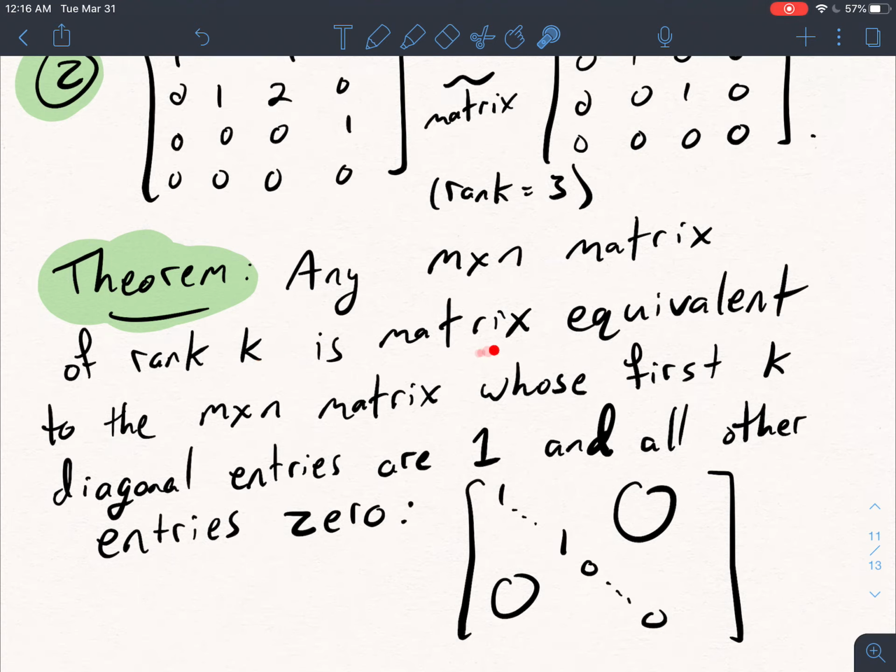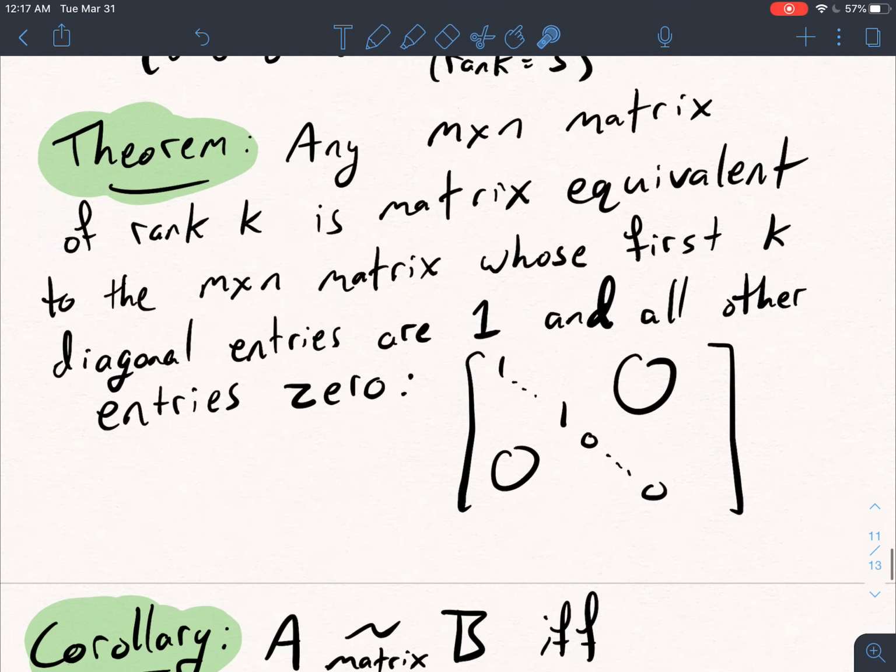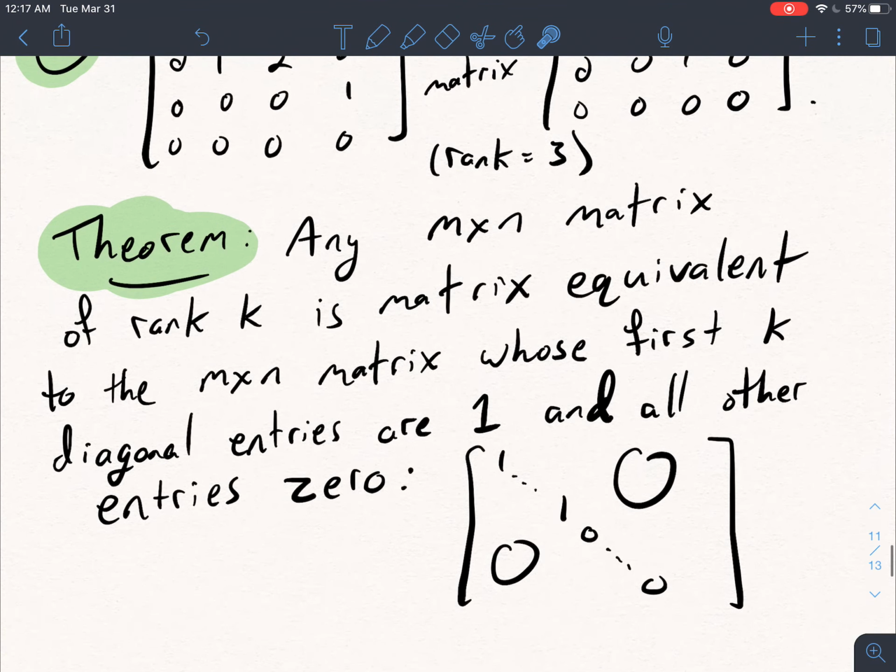And so that gives us a general theorem. Any m by n matrix of rank k is matrix equivalent to the m by n matrix whose first k diagonal entries are 1 and all other entries are 0. So I would have k ones along the diagonal corresponding to the rank of our matrix that we start with, and everywhere else is just going to be a 0.